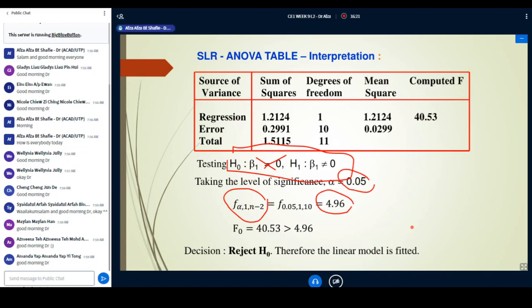So this is basically how we carry out the assessment technique for simple linear regression. So the four methods that we have. Any questions?